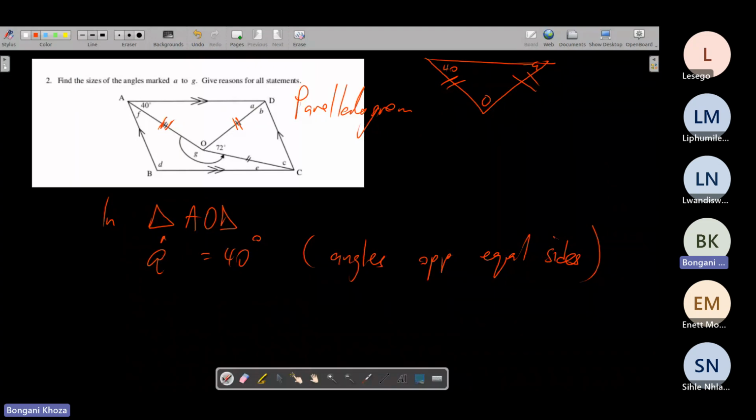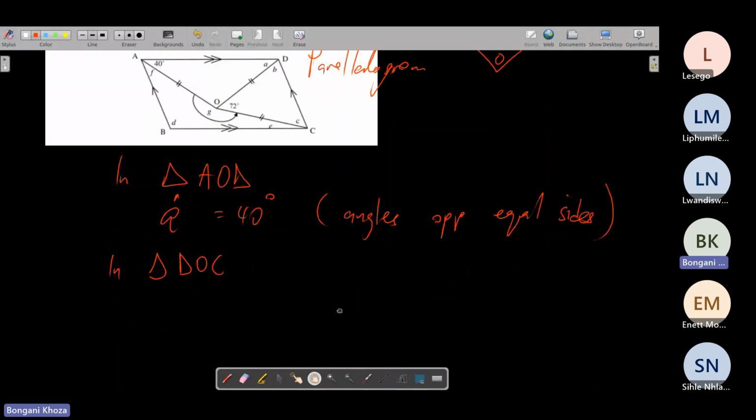After finding A, we are having triangle DOC. What type of triangle is that? We're having two sides that are equal as well. This side is equal to that side. So this is still an isosceles triangle, right? So if it's an isosceles triangle, what can we do about that?